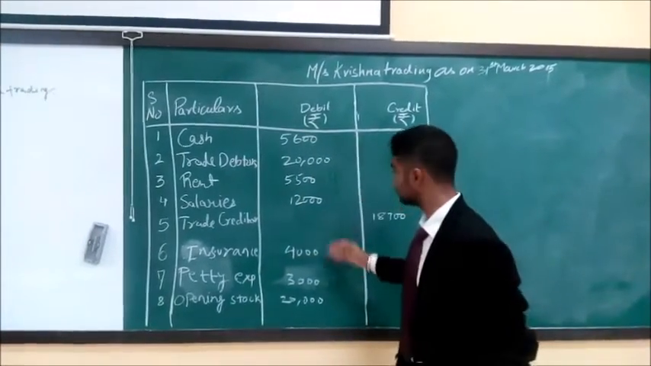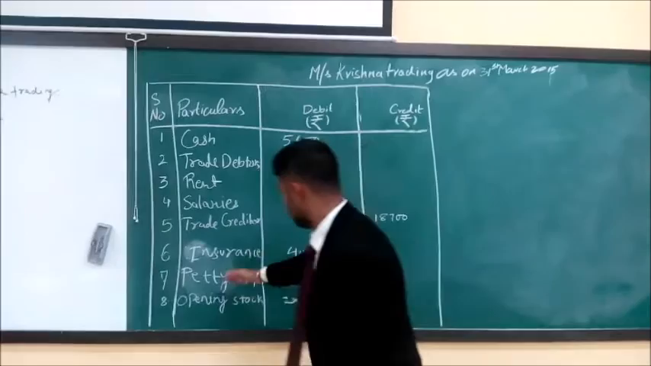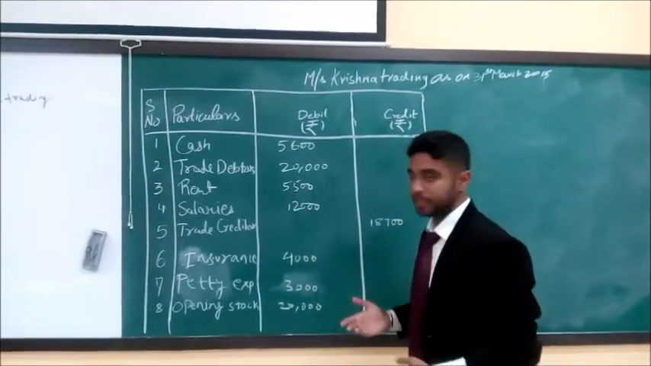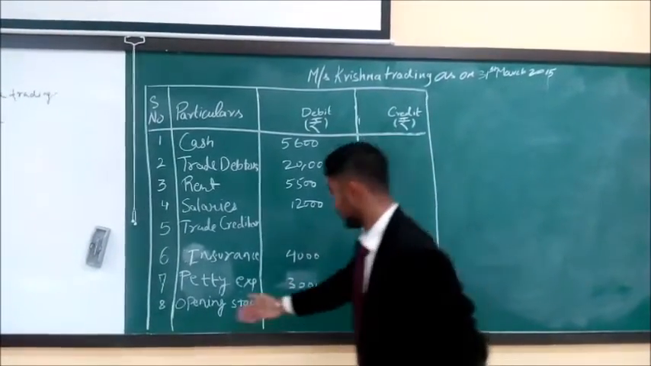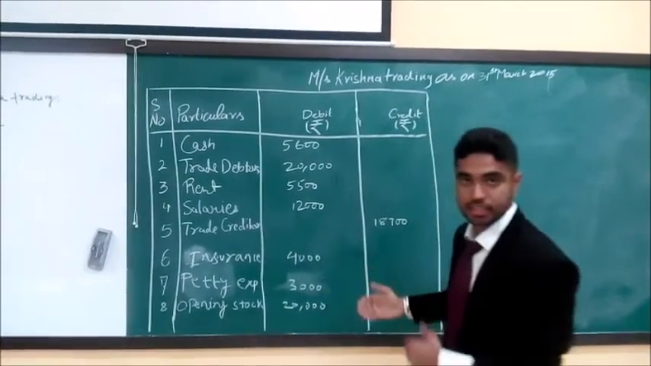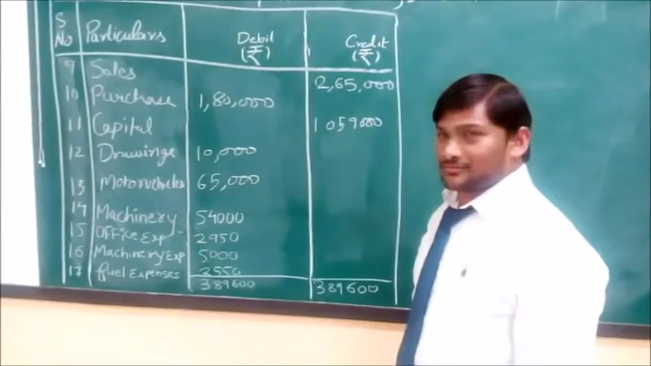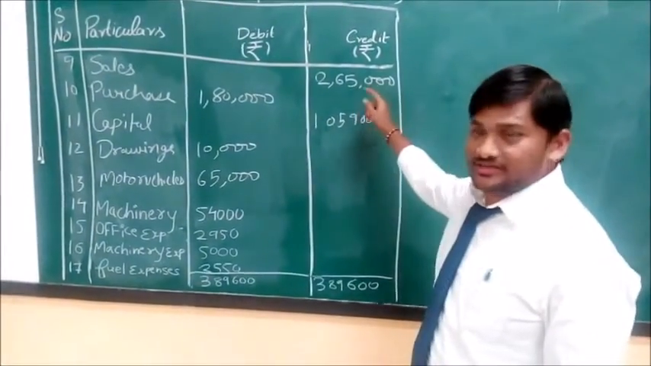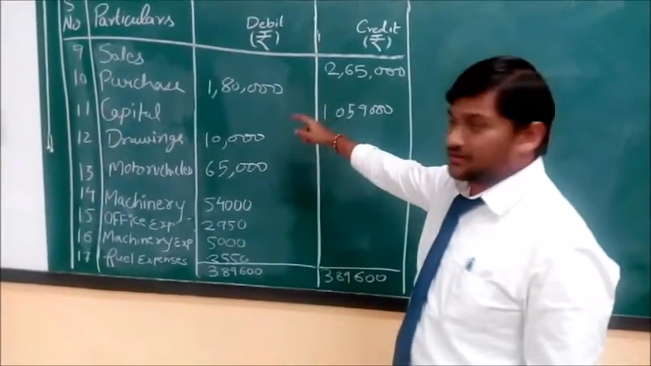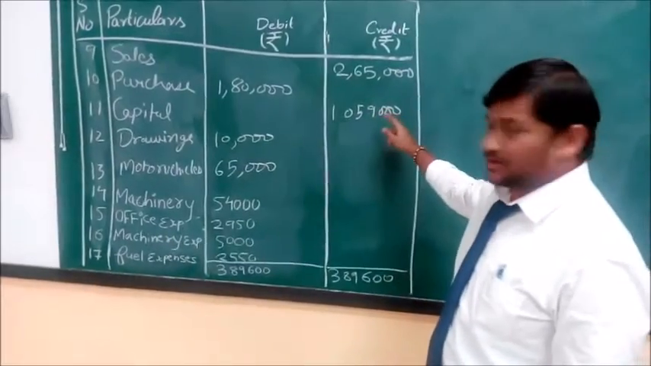Insurance, it is also an asset, so we have written it in the debit account. Petty expenses, it is a kind of expense, so we have written it in the debit account. Now opening stock, it is an asset, so we have written it in the debit account. Sales comes from the income, so it comes on the credit side. Purchases comes on the debit side. Capital is the liability, so it comes on the credit side.